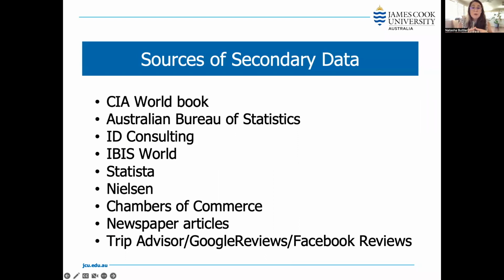And the final place where we can go to collect data is online. So TripAdvisor, Google reviews, Facebook reviews, etc., can all give us some really interesting and in-depth research. And this is something that you will definitely be accessing when it comes to your next assessment, your business situation, your business analysis for a later assessment. And if you look in the textbook too, table 4.1 has some really great lists of some sources of secondary data.